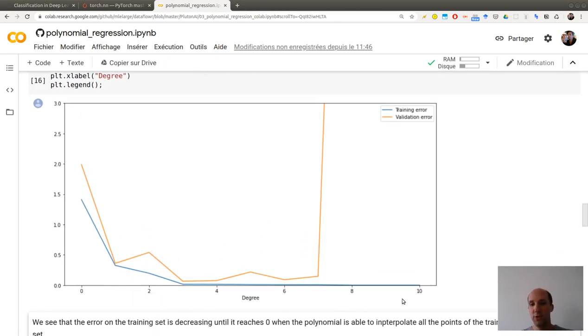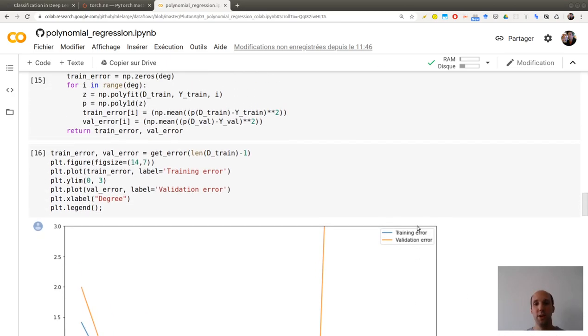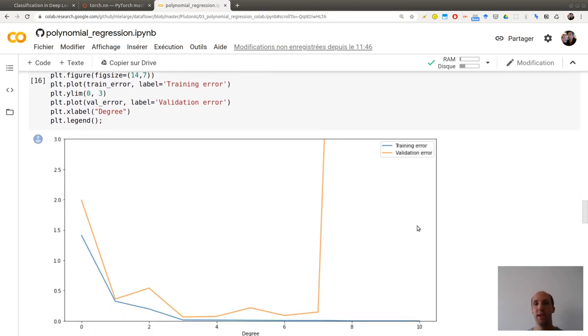So as a function of the degree, the blue curves correspond to the training error. Clearly the training error is decreasing because you have more and more freedom in your polynomial to fit all the points. So you start from a horizontal line, then a non-horizontal line, then a quadratic curve, and so on. So your training error will decrease as you increase the expressive power of your polynomial.